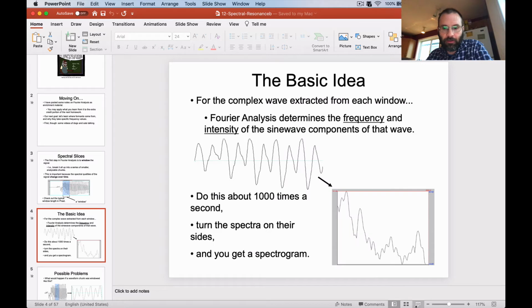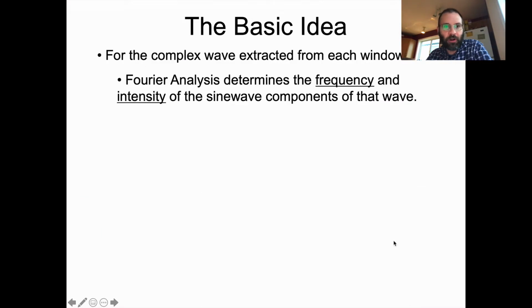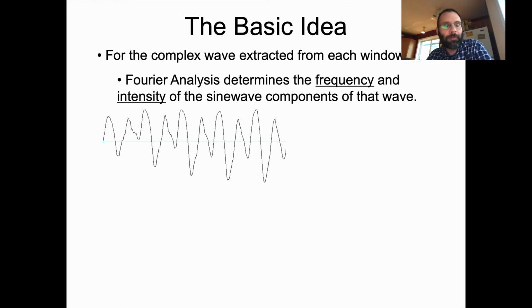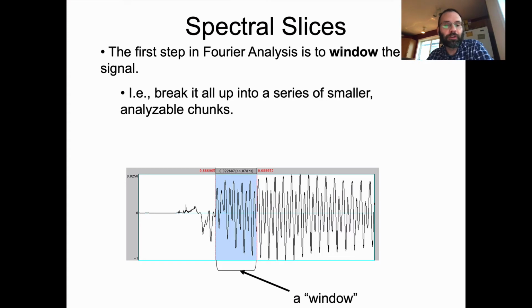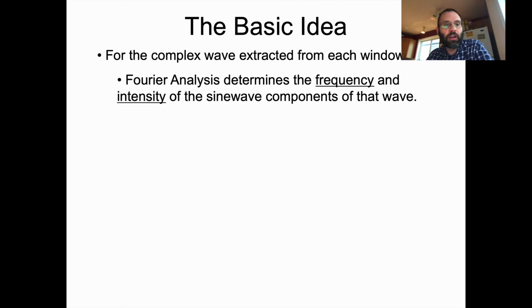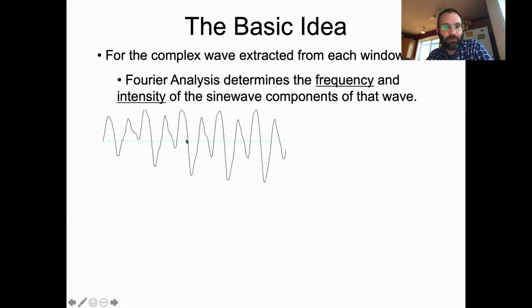So this slide gives you another representation of that. So for a complex wave extracted from each window, Fourier analysis determines the frequency and intensity of the sine wave components of that wave, the harmonics of that wave, right? So let's say if we go back to this window here, that looks like this, the part of the sound file that we created a spectral slice for when we were doing the Korean stops homework. If we look at that close up, it winds up being this little creature here.